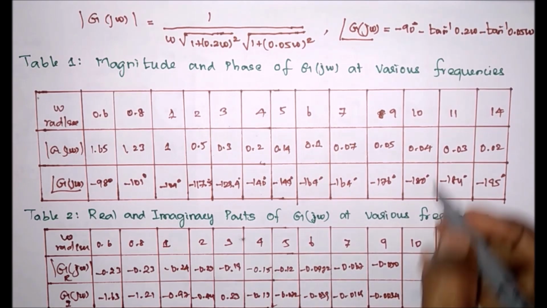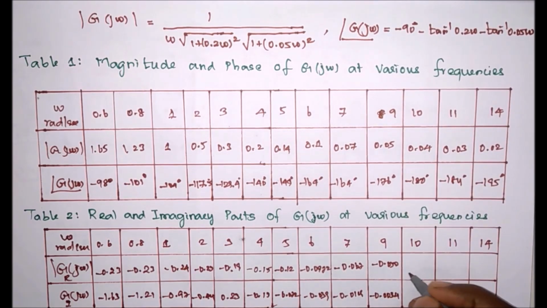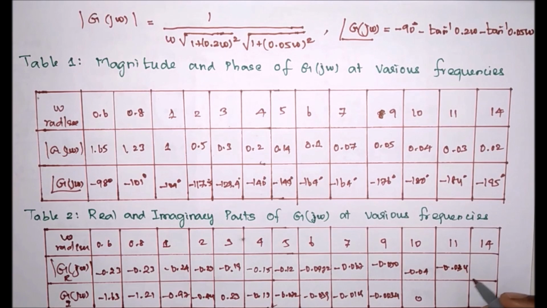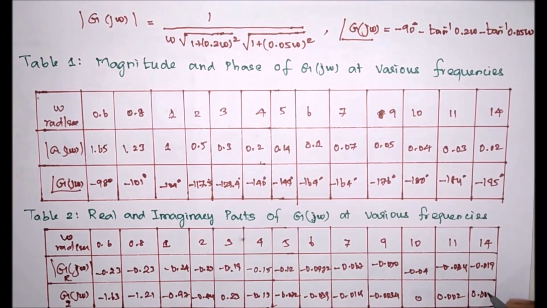For omega equal to 10, for these two values we will get minus 0.04, here 0. So now for this minus 0.034, here we will get 0.02. Here we will get minus 0.019. Now we will get 0.05.